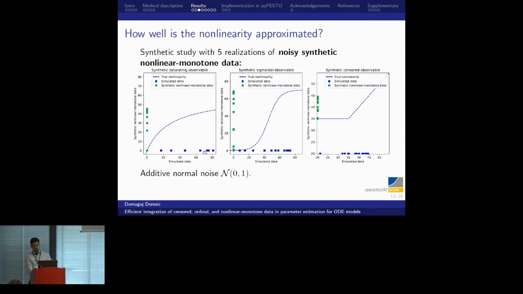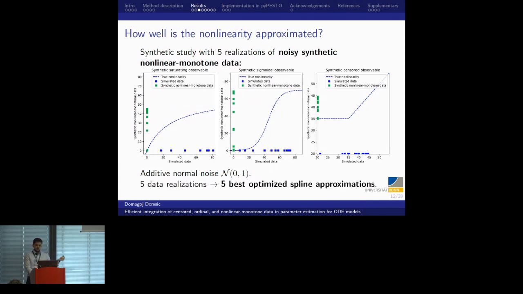So these are the same data that you saw in blue from the last plot. And we applied some nonlinearities. First, saturating nonlinearity, second, the sigmoidal nonlinearity, and third, we basically censored some of the measurements, censored nonlinearity. And then we got nonlinear monotone data in green here. We then added additive normal noise to all of the measurements, and we did this 5 times to get 5 realizations of the data.